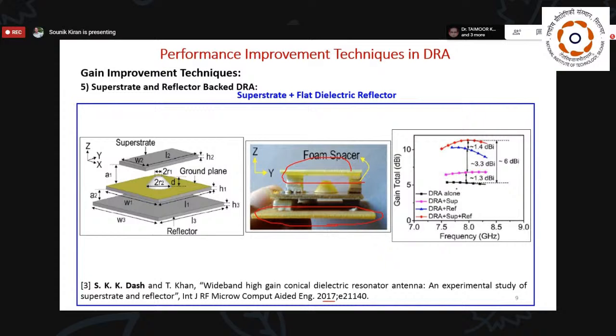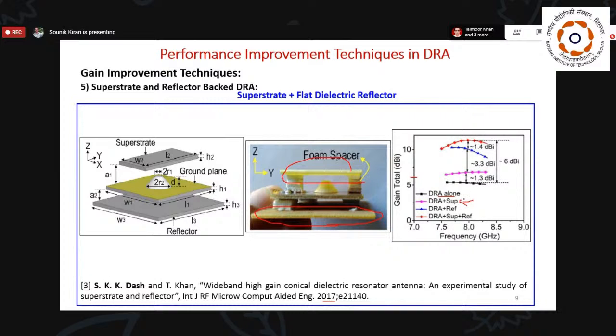We can see on the right hand side the gain curve, how beautifully it shows the enhancement. The DRA alone is the black one, with no superstrate and no reflector, and that was giving around 5 dB. The moment we put a superstrate, the gain was enhanced by 1.3 dB, and that was in the 6 dB range.